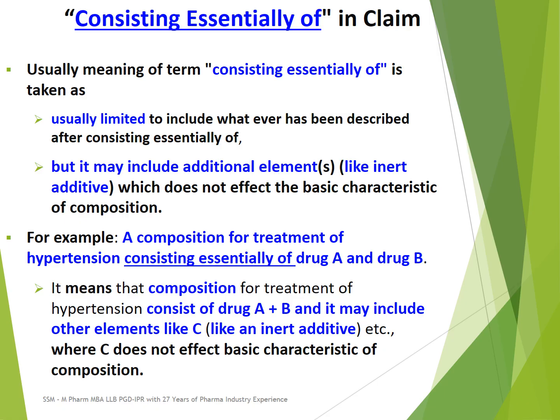Now let us understand with an example. A composition for treatment of hypertension consisting essentially of drug A and B. It means that the composition for treatment of hypertension consists of drug A plus B, and it may include another element like C, which is an inert additive, and this C inert additive does not affect the basic characteristic of the composition.